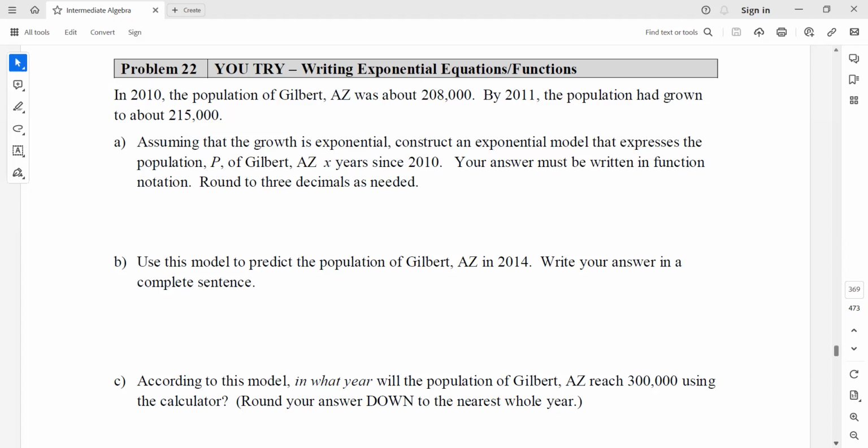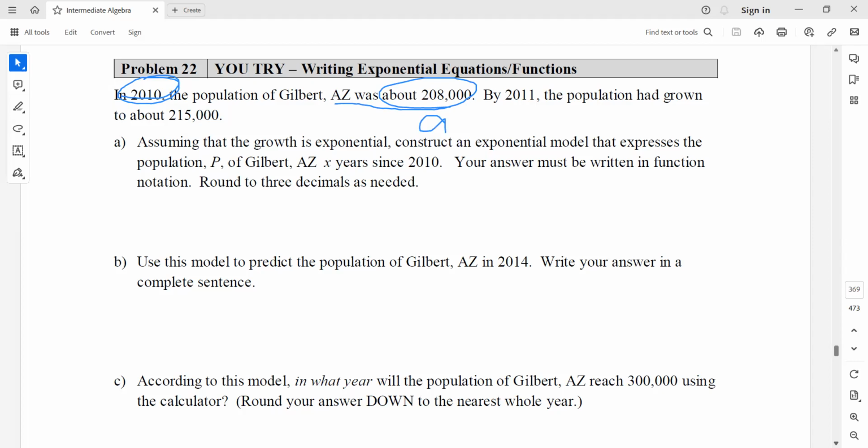Okay, so let's see what we have. Remember that from the top, our starting time is 2010, right? And the population was 208,000. So this becomes our initial value, A. Now what about our B? How do we even get our B? Remember from the previous problems when we had a table, we pick two y values, divide them, and then we get our B if it's doubling or whatever. So we're going to do the same thing here.